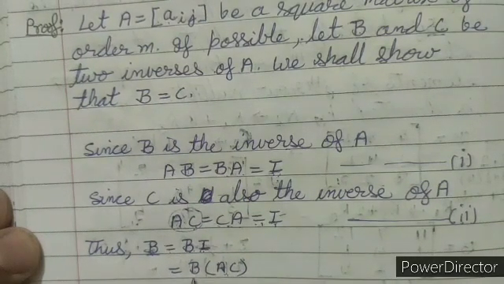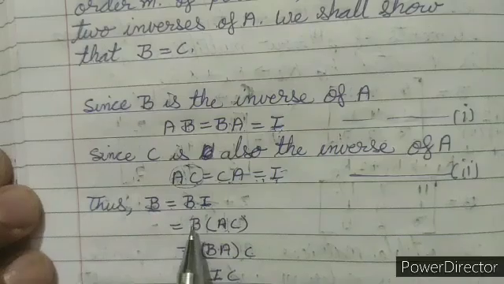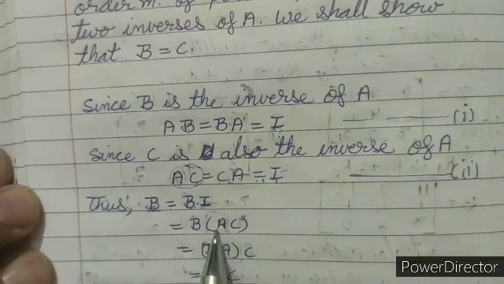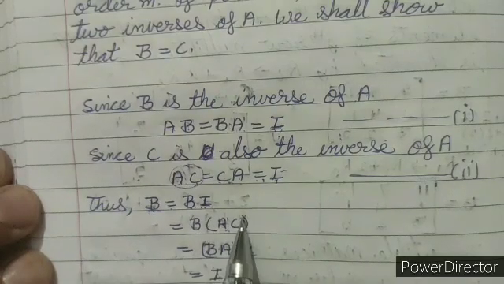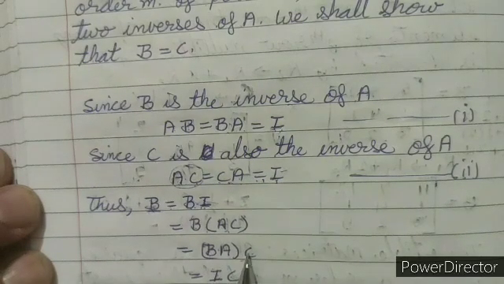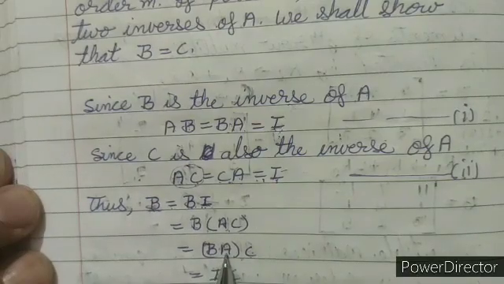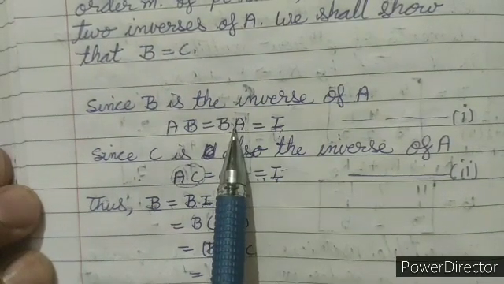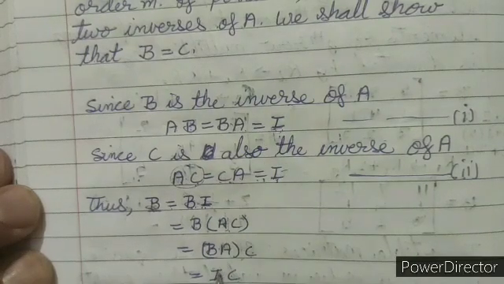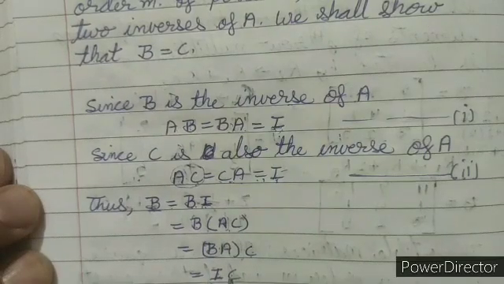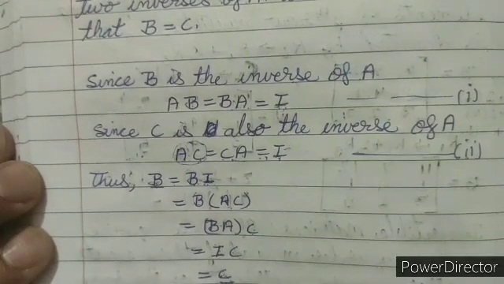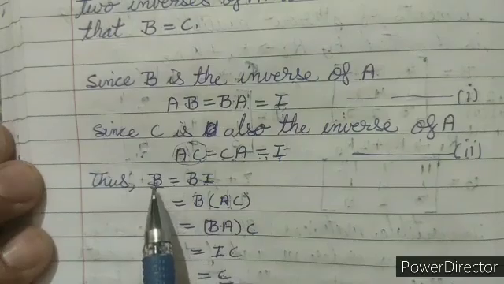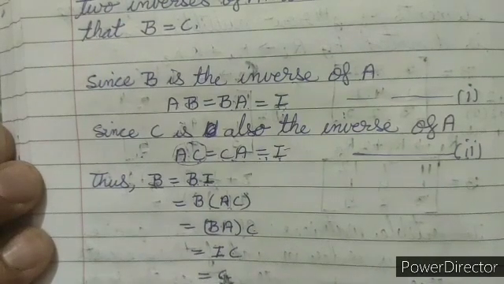Product of AC. Now, as we know, matrix multiplication is associative. That means B into AC can be written as BA into C. Now BA, from the first equation, is equal to I, so this will be equal to IC, and identity matrix into C matrix will again be C matrix. Thus we have proved that B equals C.